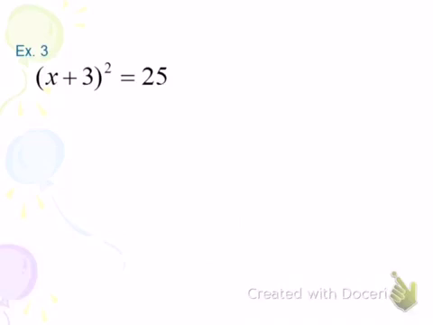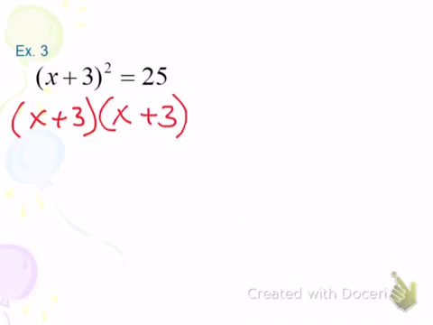We'd have to make it equal what? 0, right? So I could expand the left side. That's x plus 3 times x plus 3, right? Could go ahead and subtract 25 and make it equal 0. Is everybody tracking with me?